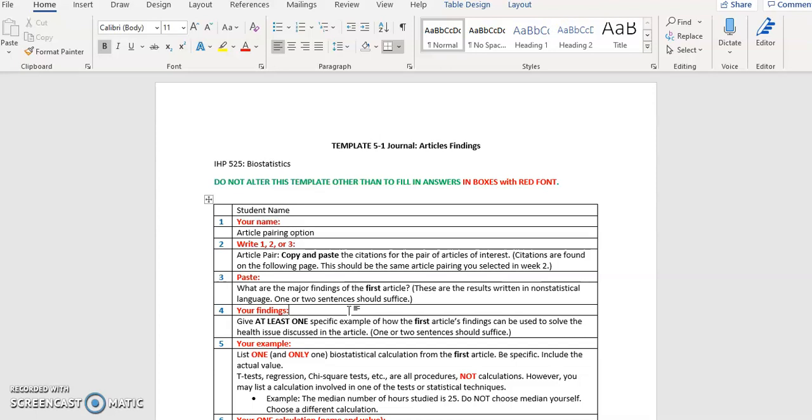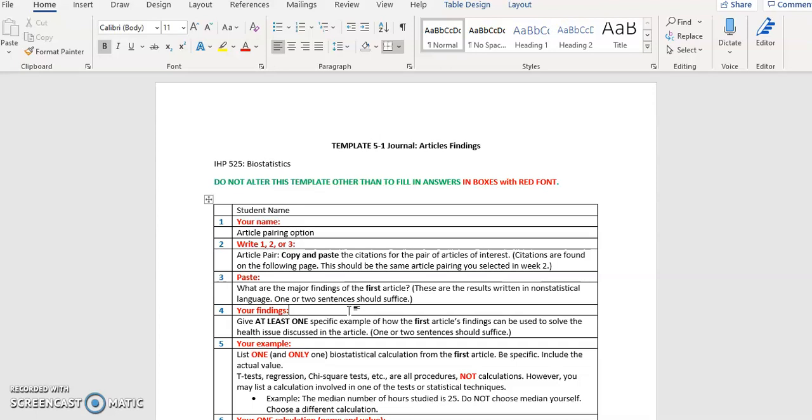Okay? So what are the major findings of the first article? So whatever your first article is, the major findings are major results. Okay, why did they bother publishing this study? What does the study ultimately tell us? And this should be in non-statistical form, okay, or non-statistical language. Just if someone said, what are the findings of an article, maybe 1 or 2 sentences that state what the basics of the article are.